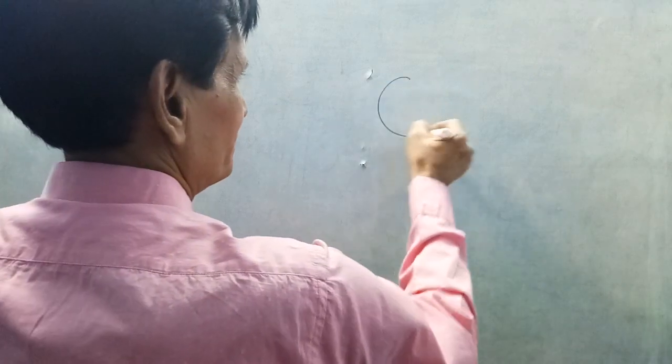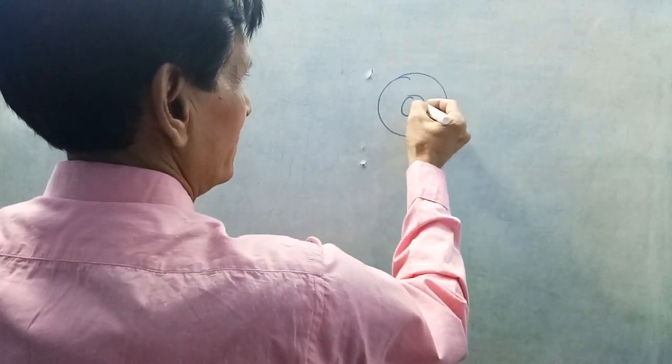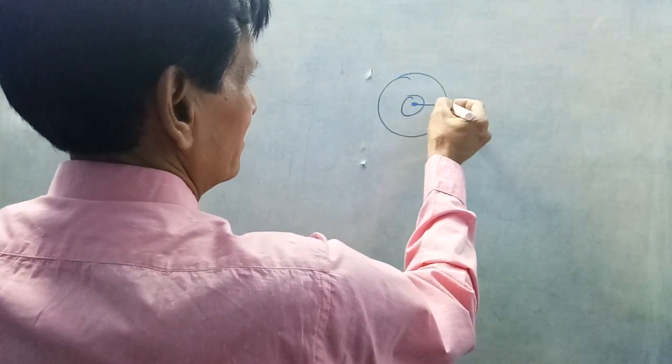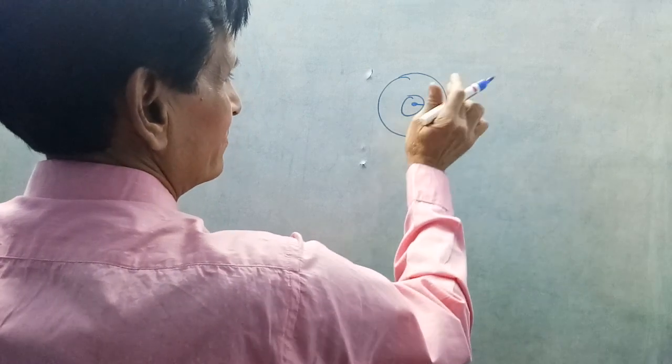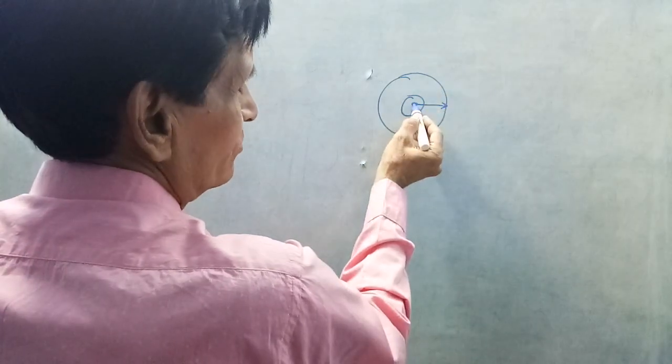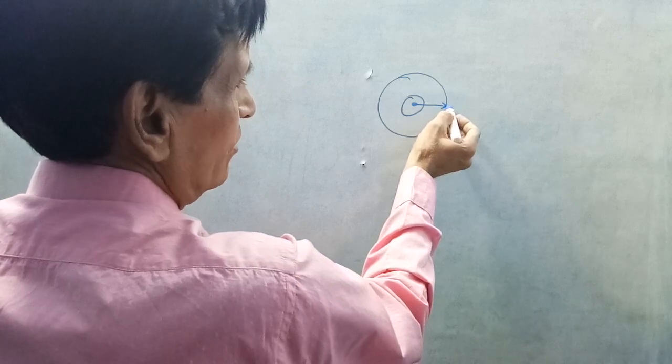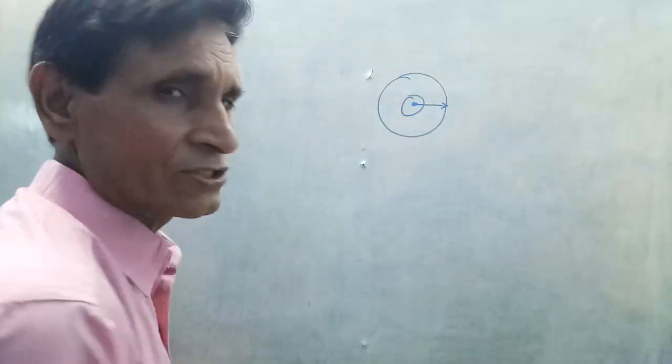I have told you, it is the distance from the center of the nucleus to the outermost shell of electrons, like this. Center of nucleus to the outermost shell of electrons. This is atomic radius.